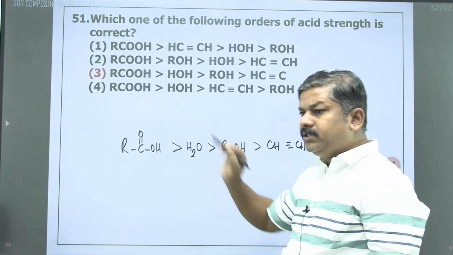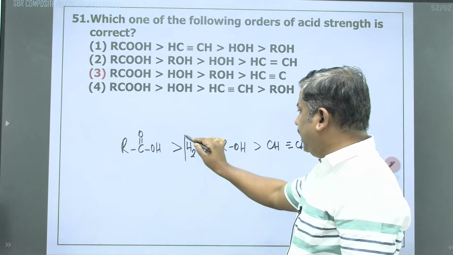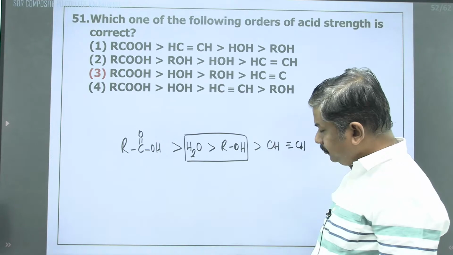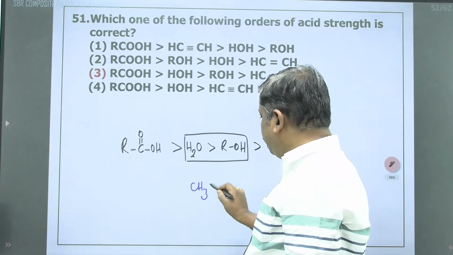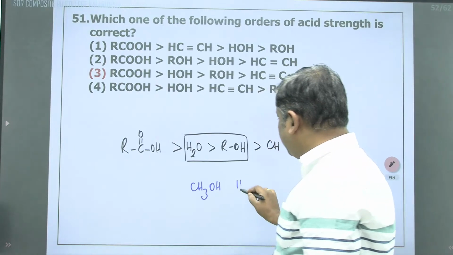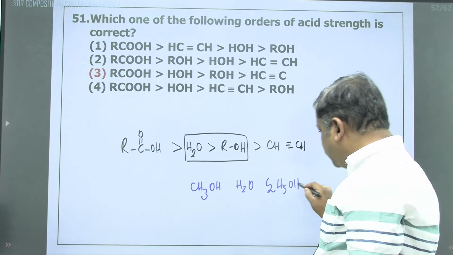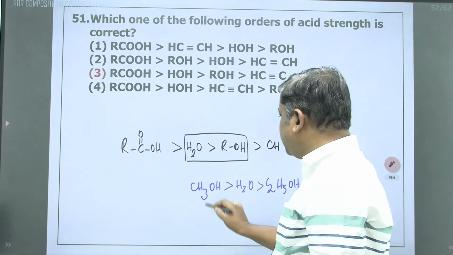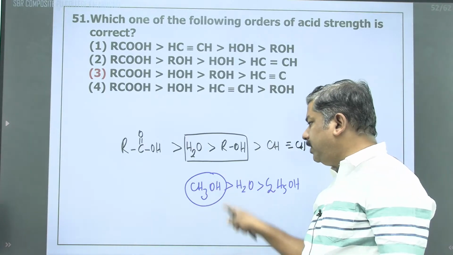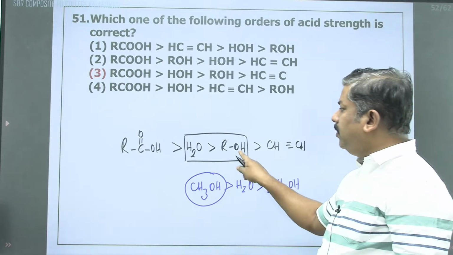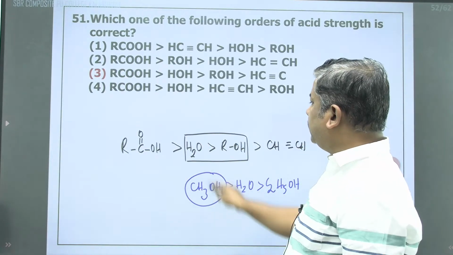Carboxylic acids are stronger acids and alkynes are found to be weaker acids. But here, one exception you have to understand. Suppose I write the compounds CH3OH, next one water, next one C2H5OH. This is the correct order of acidity of these alcohols. Methanol is exceptionally a stronger acid when compared to water. Except methanol, the remaining alcohols are found to be less acidic than water. Only methanol is found to be a stronger acid when compared to water.